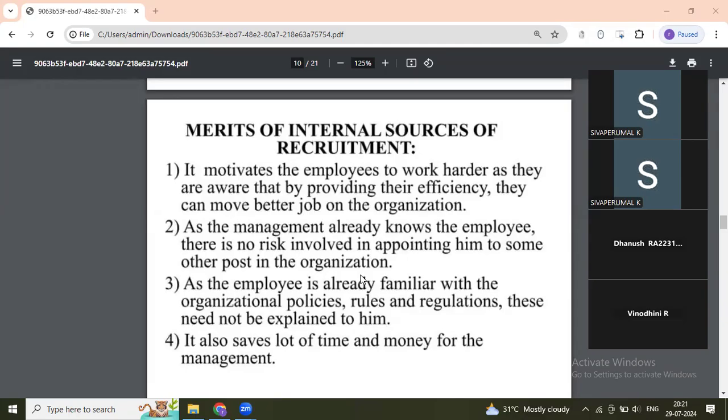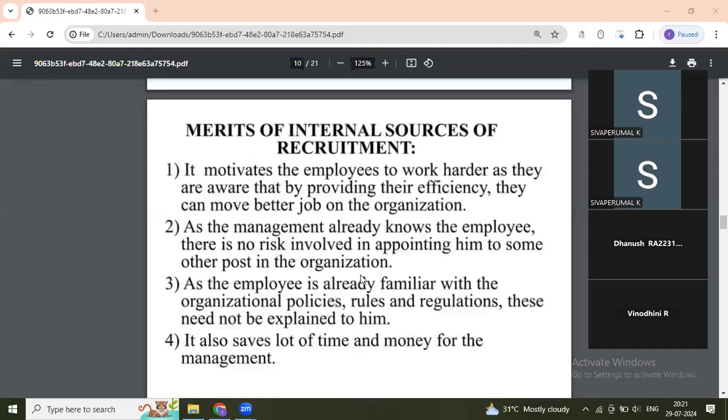If the company is hiring an employee as a fresher, we want to give them some induction programs, or we want to introduce the company and tell them about the policies, rules and regulations. These are all things we will inform the fresher candidate about.